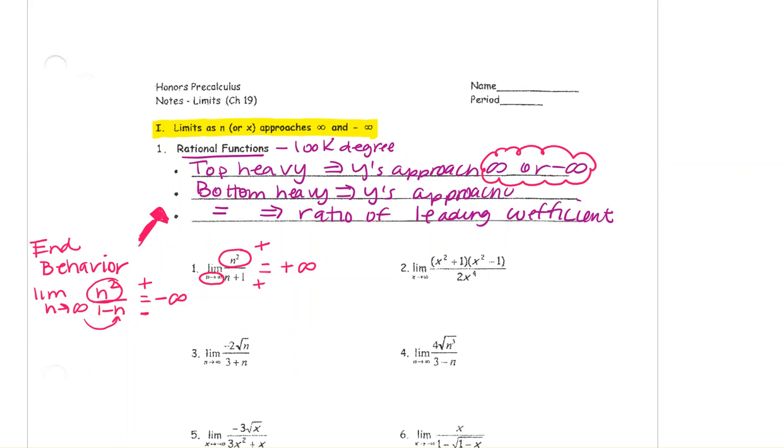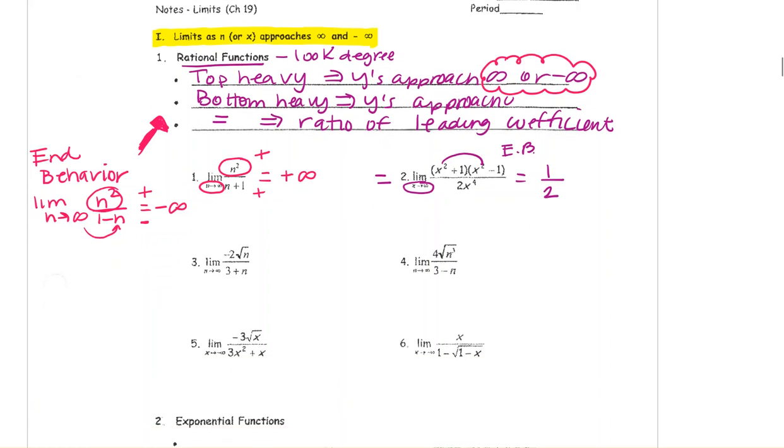Okay, so number 2. Again, first things first, look at what x or n or whatever your variable is approaching. So x is approaching infinity. That's how I know I'm looking at end behavior, so I care about the degree. In this case, if I were to FOIL this out, the numerator is 4th degree, and the denominator is 4th degree also. So these are equal in degree, which means I care about the coefficients. The coefficient of the 4th degree in the denominator is 2. The coefficient in the top, if I were to FOIL this out, would be 1. So that limit is 1.